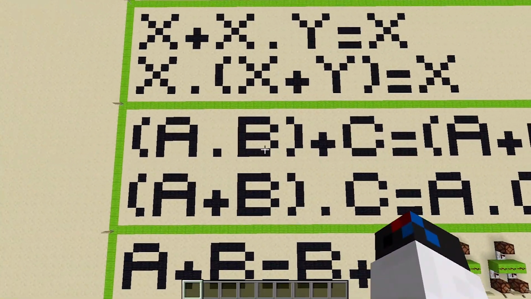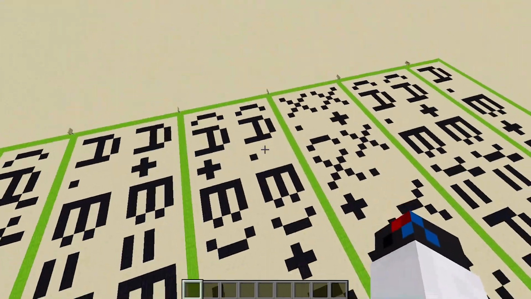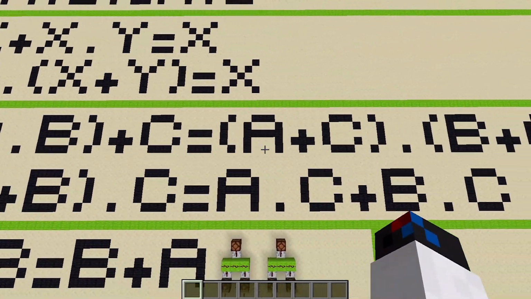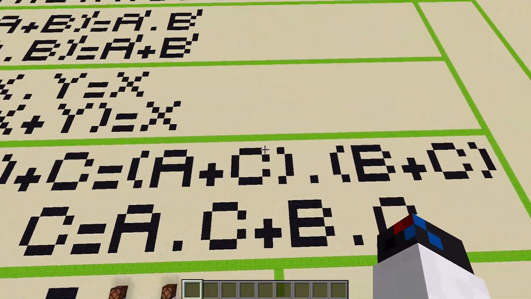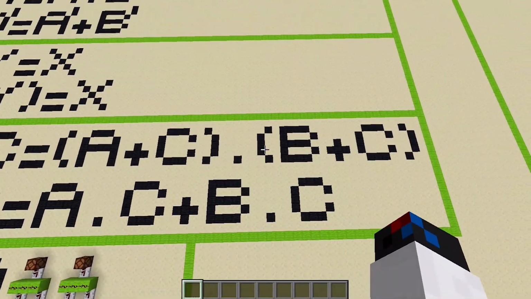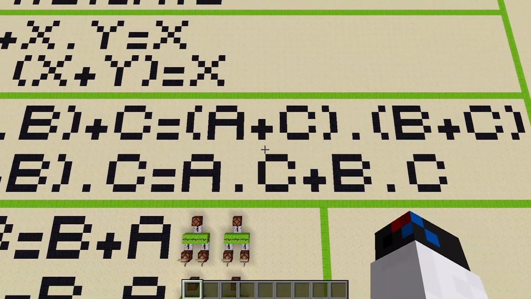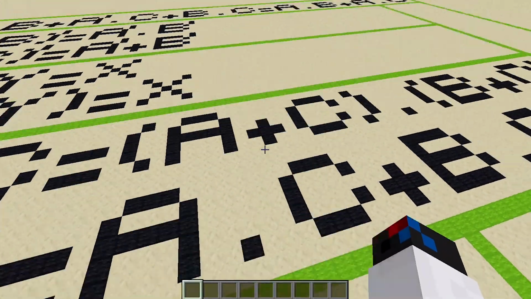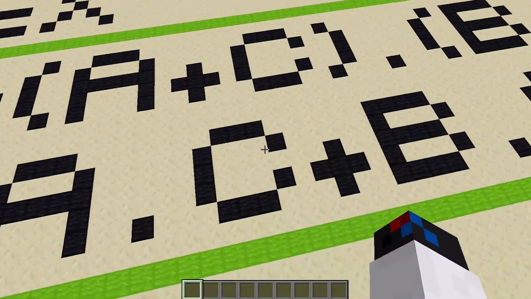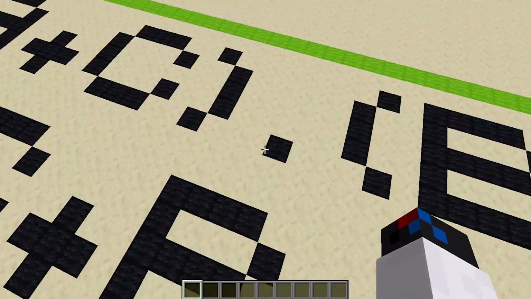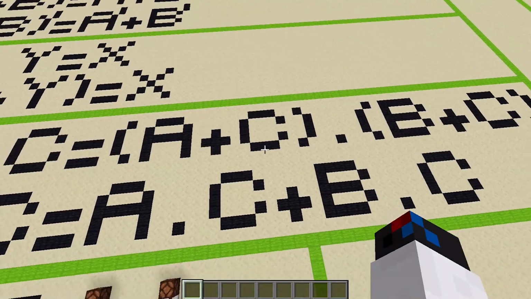Okay, the top one is a bit more confusing. We have A and B, and then we OR the output of A and B with C. That equals A or C, and the output of that we AND with the output of B or C. This one is a bit more confusing, but essentially you just switch your operators. So here I have an AND operator, you switch that to an OR operator. If it is an OR operator, you switch it to an AND operator, and you use parentheses to indicate the priority or order.